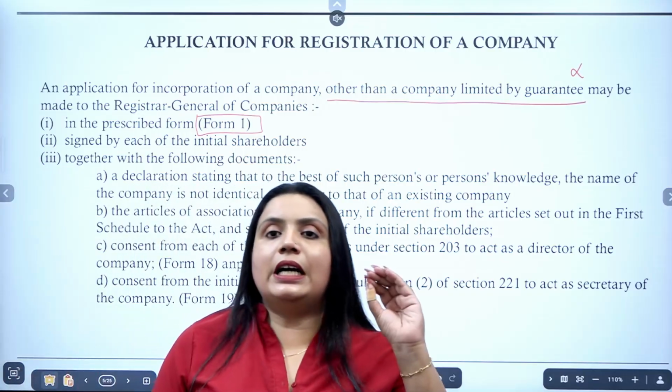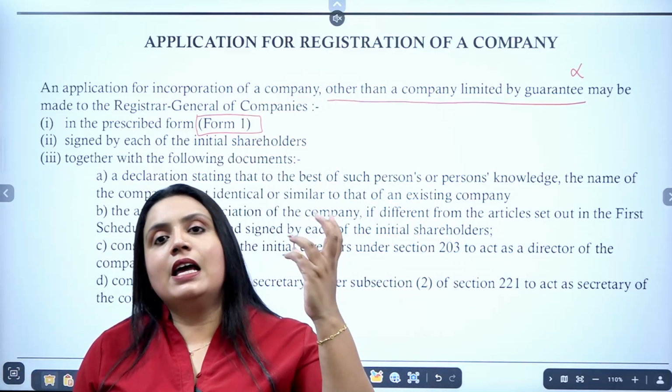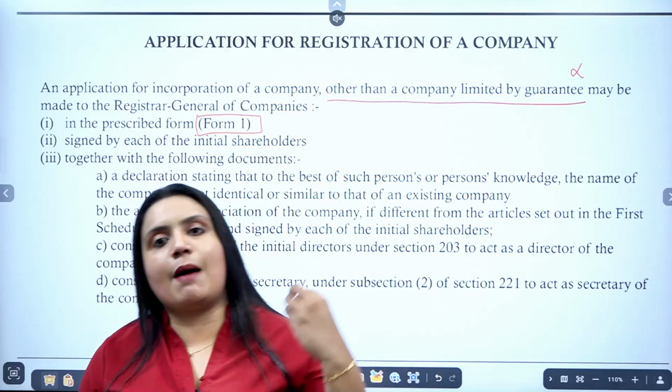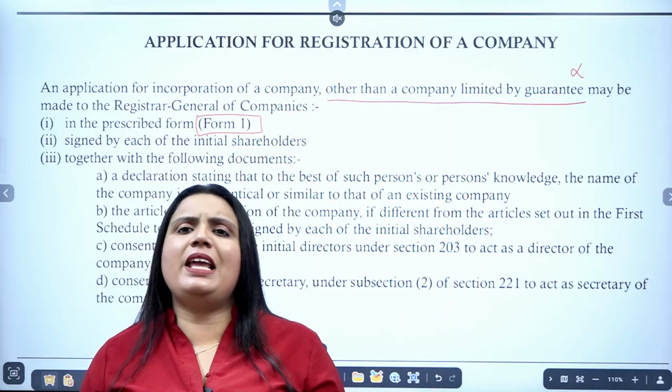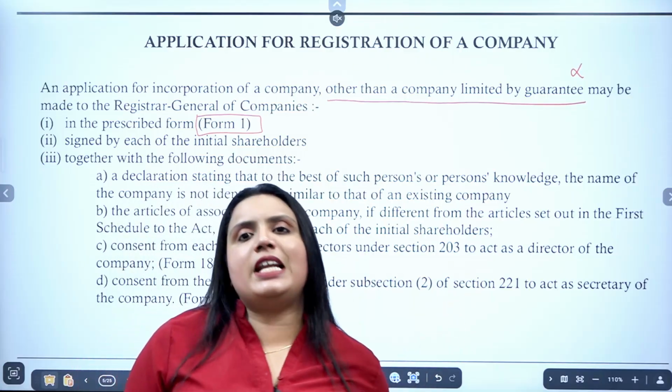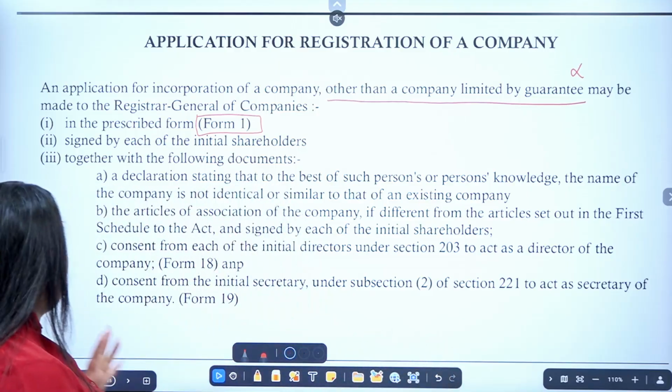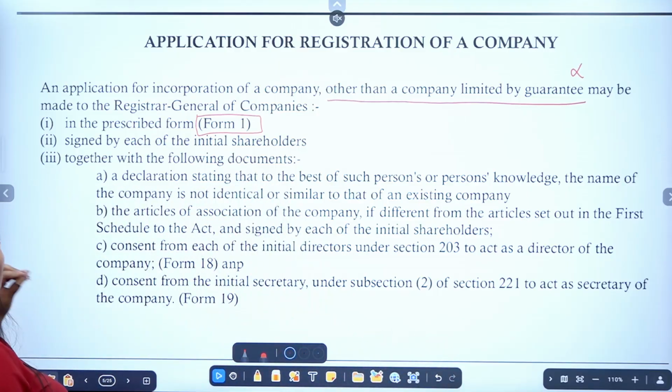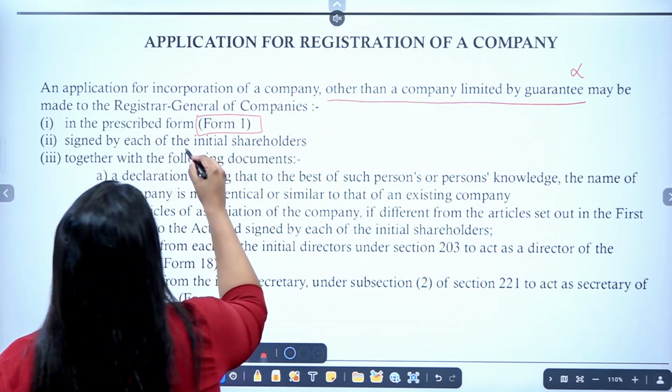with regard to the company's number of shares, shareholders, directors, company secretary, all these details. Actually, it's the main application form for registration. We call it the Form 1. Then it should be signed by each of the initial shareholders.